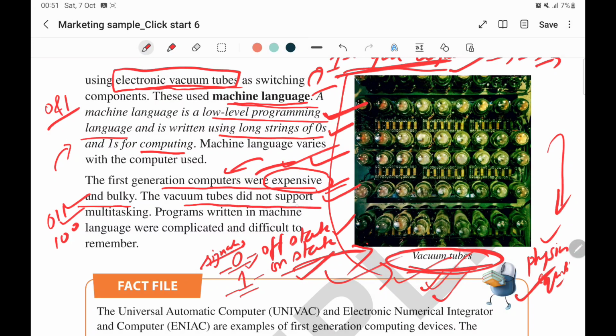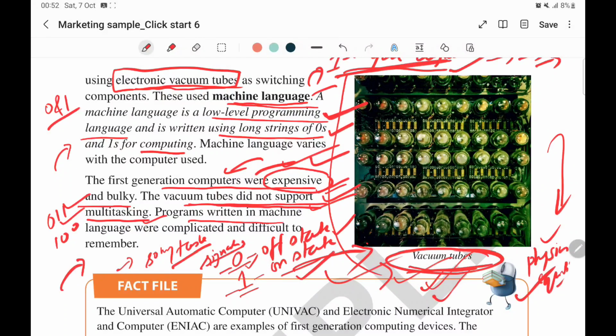The vacuum tubes also did not support multitasking. It means those computers were not working as multitaskers. Multitasking means doing or solving many tasks at a time. At the same time it is playing music, doing calculation, and downloading software in the background. In this kind of way we can say multitasking. So those first generation computers which were using vacuum tubes were not supporting multitasking.